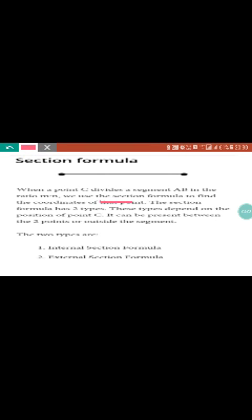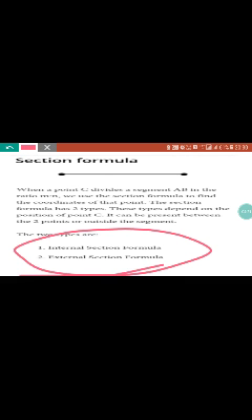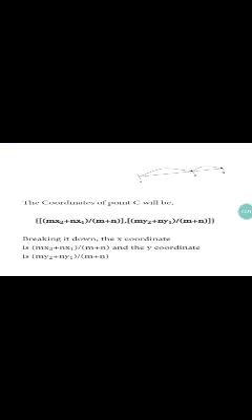So this section formula is used to find the coordinate of point C. As I have explained, we have to find the coordinate of point C. And actually we have two types of section formulas, internal and external. External we don't have to study. In this class 10 we have to use only internal section formula. Okay, what is that formula? See, this is the formula.